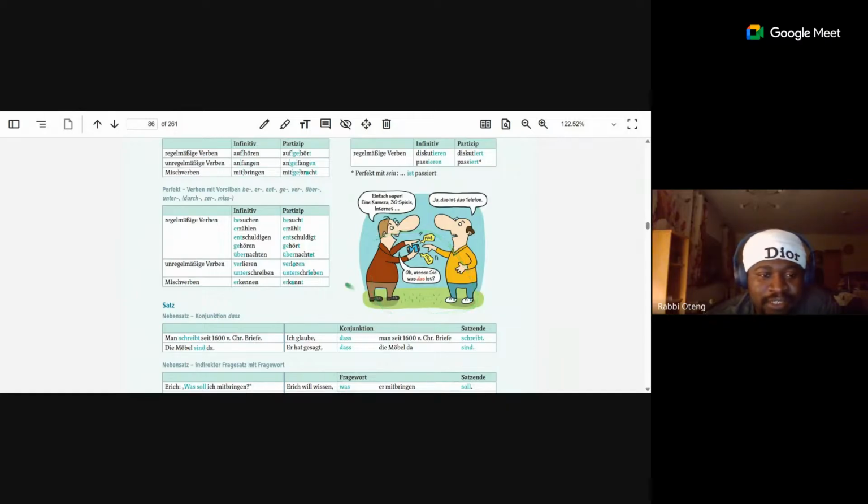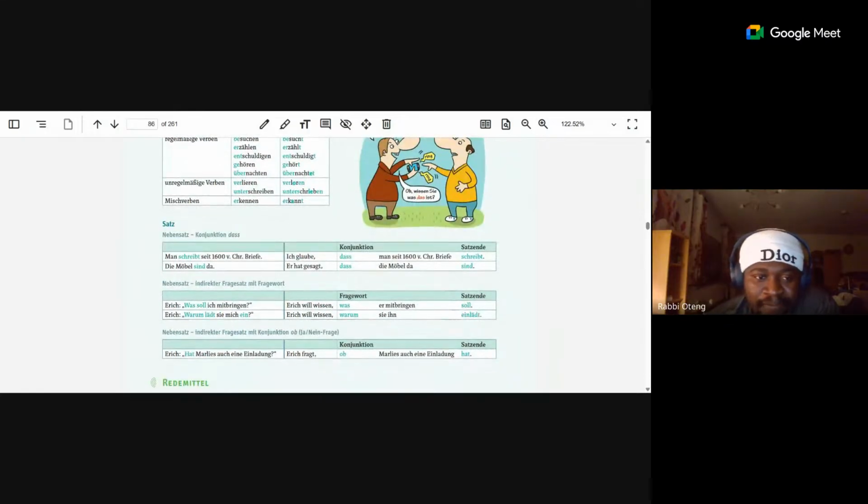So then Nebensatzkonjugation with dass, forming Nebensätze with dass. We have: man schreibt seit 1600 vor Christus Briefe. Like, we've been writing letters since the 1600s before Christ. Then ich glaube, dass. Your verb will go towards the end of the sentence when you use dass.